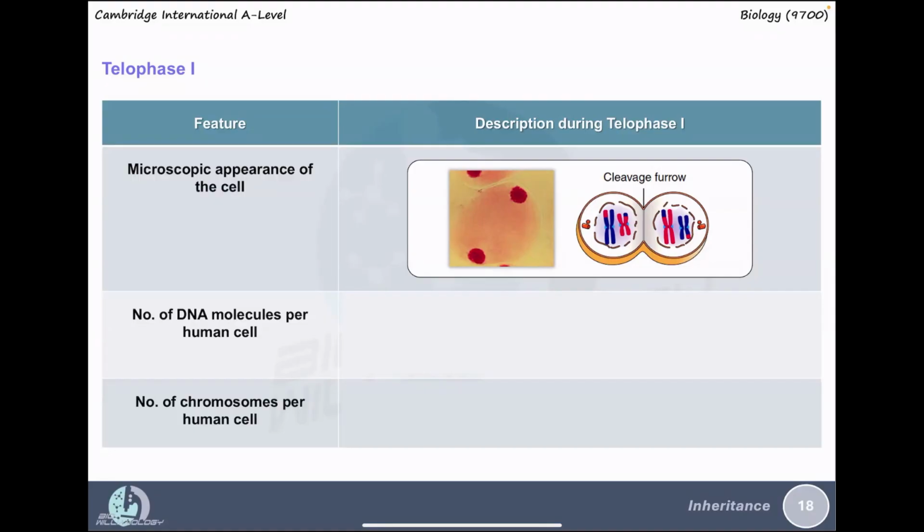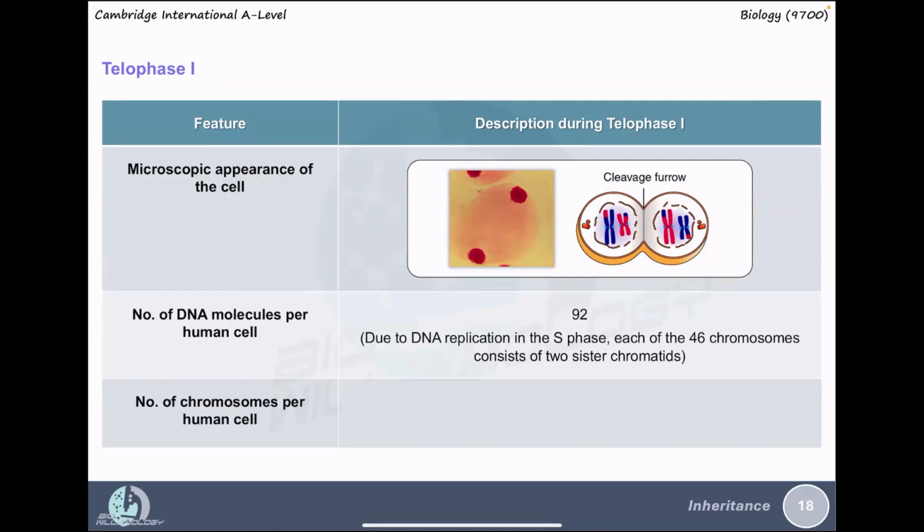Normally, cytokinesis takes place at telophase 1, but the completion of cytokinesis takes place at the end or after the completion of telophase 1. So the number of DNA molecules per human cell at this stage is still 92, and the number of chromosomes per human cell is 46. However, at the end of telophase 1 and also cytokinesis, this number will be halved.